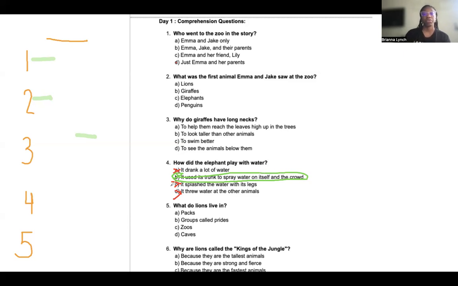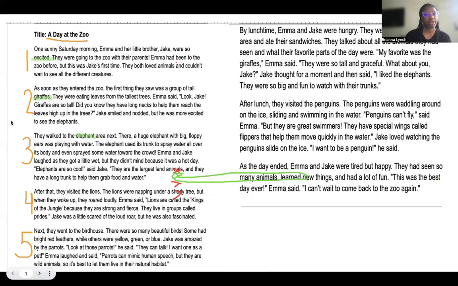Okie dokie. What do lions live in? So now that's our next question. Let's go ahead and dive into it and go back to our story to find our proof on what lions live in. All right. So we know that paragraph 3 talks mainly about elephants, so I know I don't need to stay there anymore with answering this question.